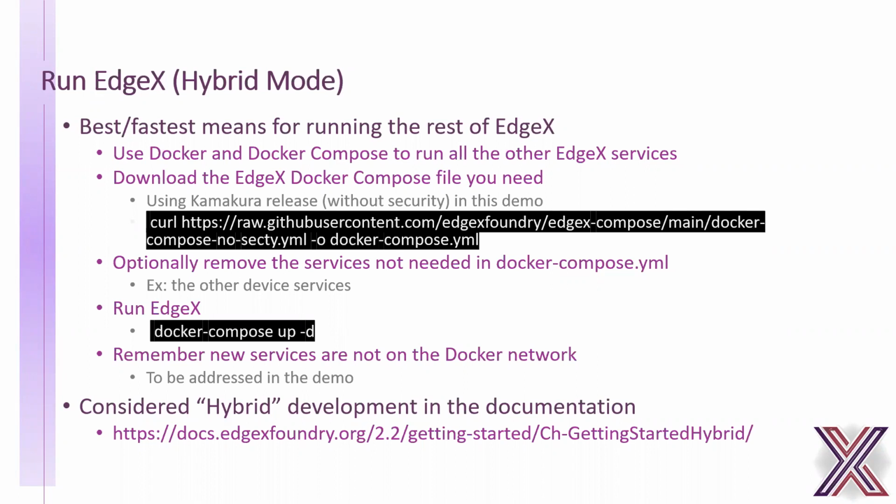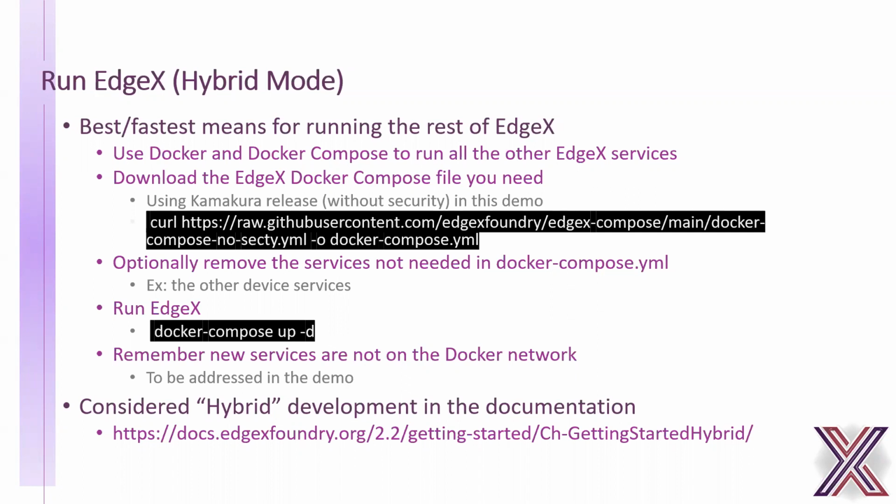So I'm going to get the Docker Compose file that provides for Kamakura release without any security. I'll remove the services that I don't need from that Docker Compose file, like, for example, other device services, like the virtual device service. I'll maybe change a few things in that Compose file, and then I'll run it with docker compose up -d. If you didn't attend the introductory EdgeX tech talk, please do so, and you'll get a lot of the information about how to do just what I'm explaining here, how to get and run EdgeX via Docker and Docker Compose.